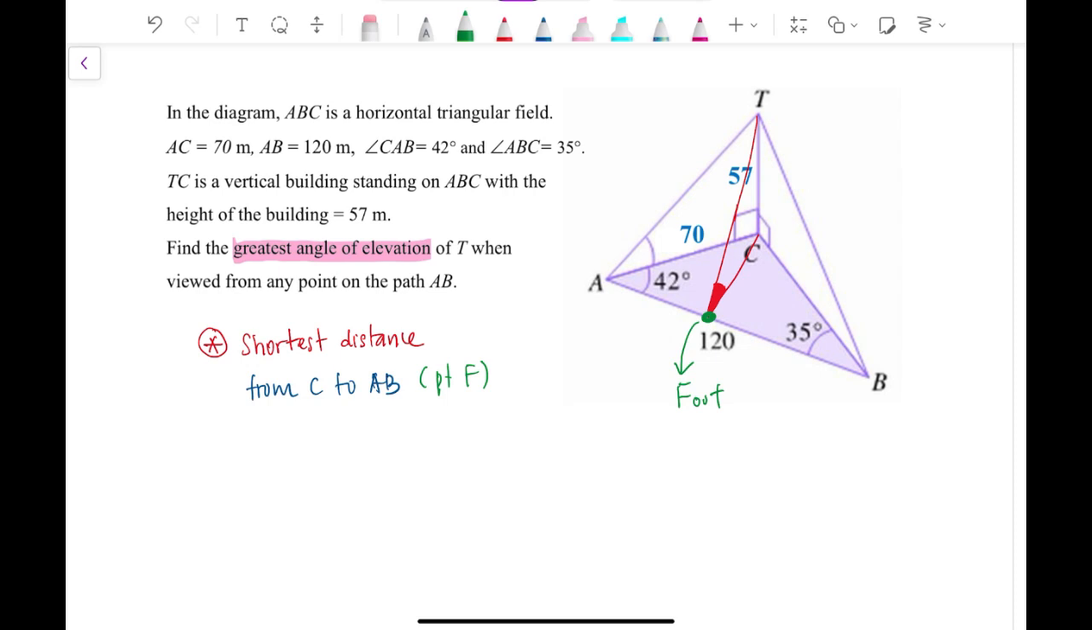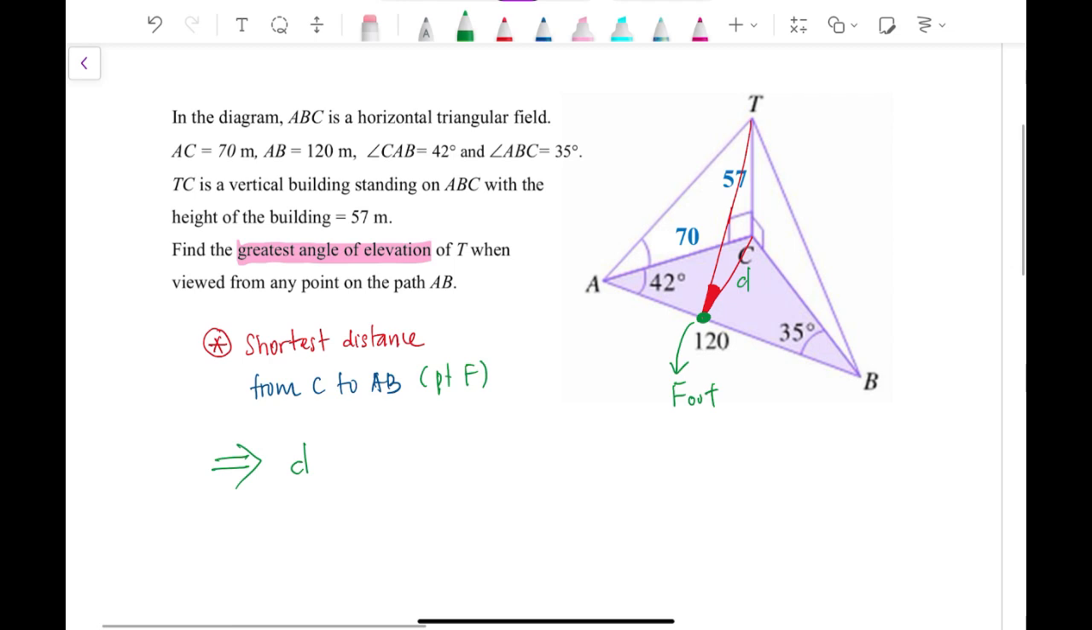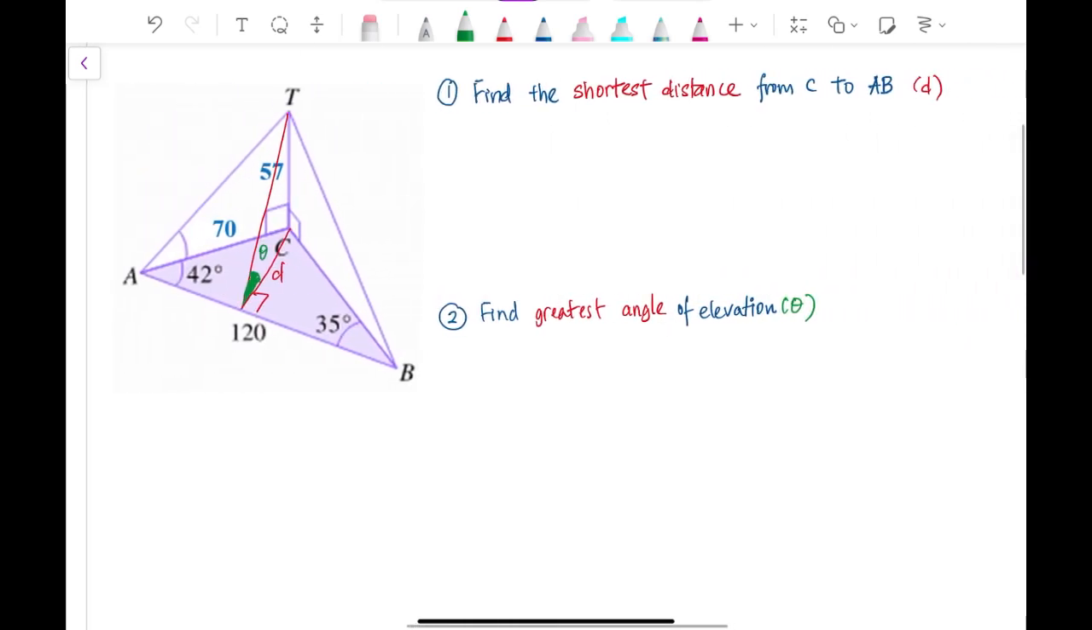Now, how can we find this? What we need to know is that the shortest distance, let me call this D, is perpendicular to AB. Once I have this, I know that this is 90 degrees, and then we are ready to solve the question. Let's take a look at the diagram here. Before we can find the greatest angle of elevation, we need to find the shortest distance first. So there are two steps to this question.